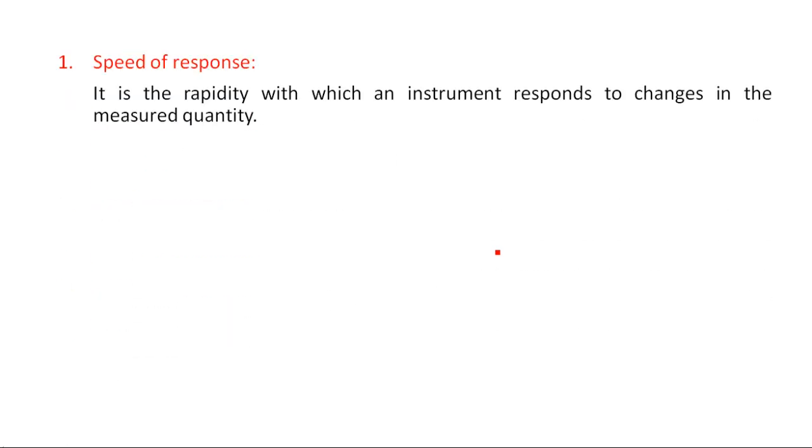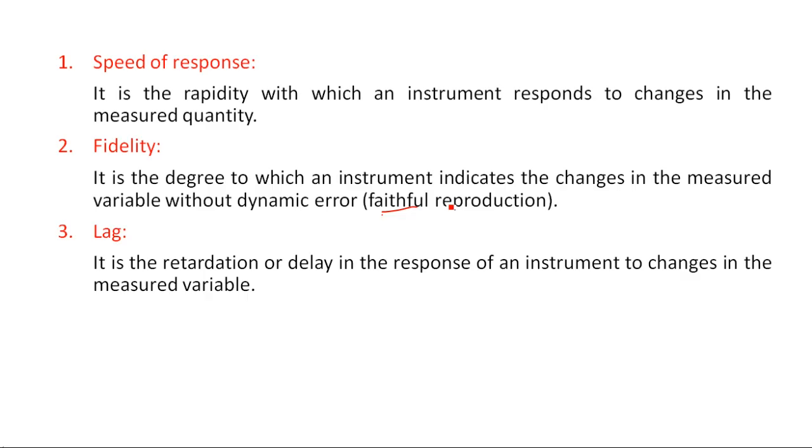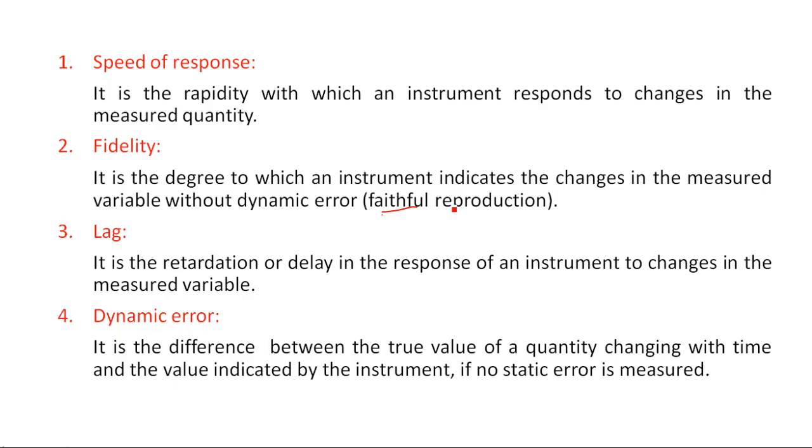Okay. So let us see the definitions one by one. Exact definitions. Speed of response: it is the rapidity with which an instrument responds to the changes in the measured quantity. Fidelity: it is the degree to which an instrument indicates the changes in the measured variable without dynamic error. That means faithful reproduction. Error is not there means 100% accuracy is there. Lag: it is the retardation or delay in the response of an instrument to changes in the measured variable. Dynamic error: it is the difference between the true value of the quantity changing with time and the value indicated by the instrument, nothing but the measured variable.